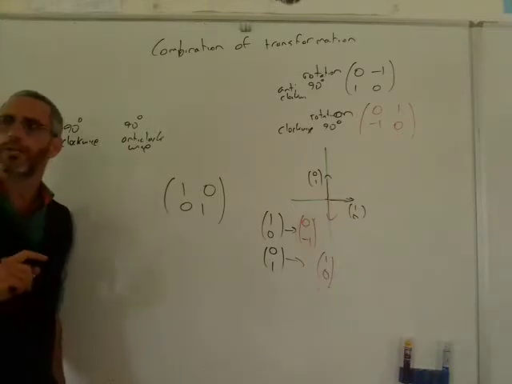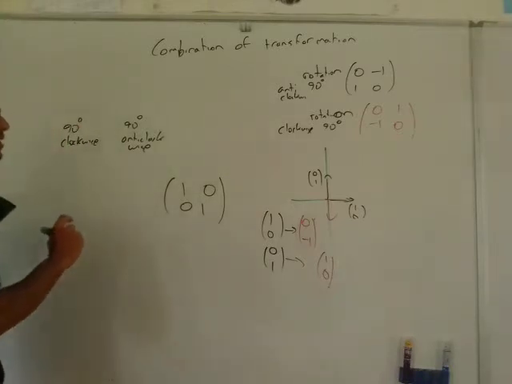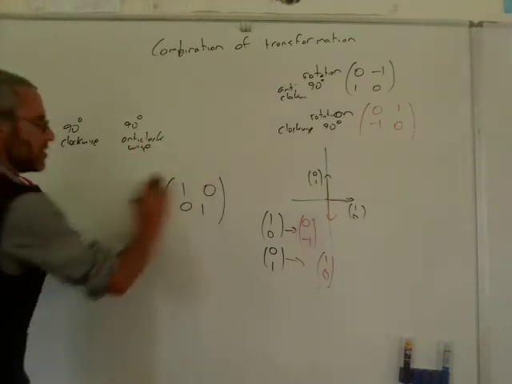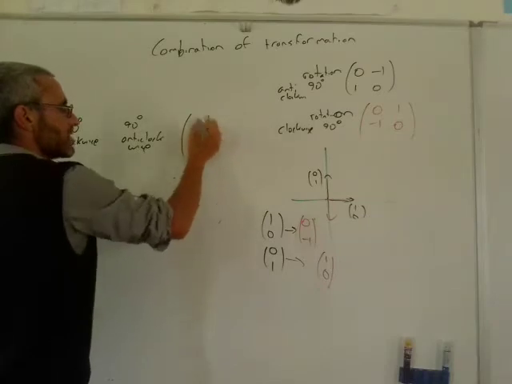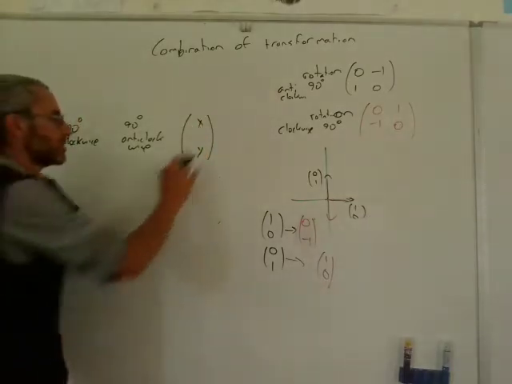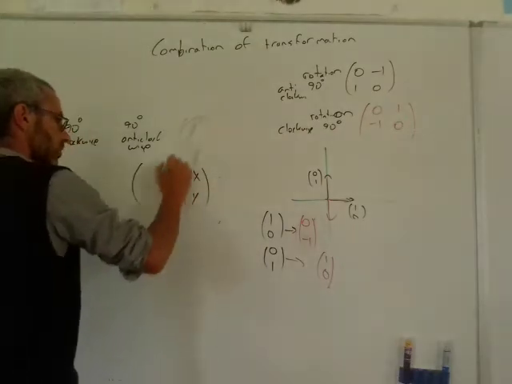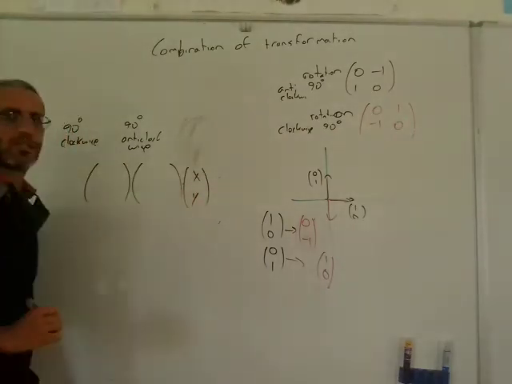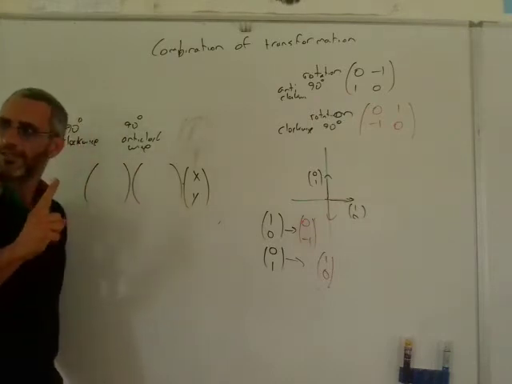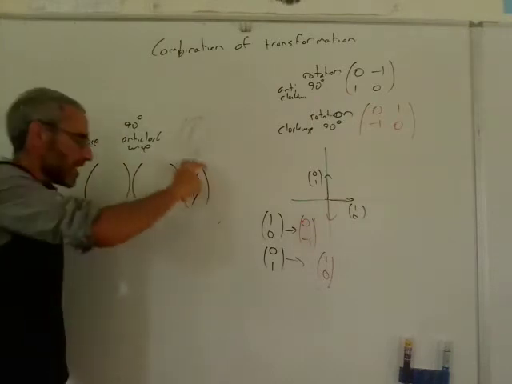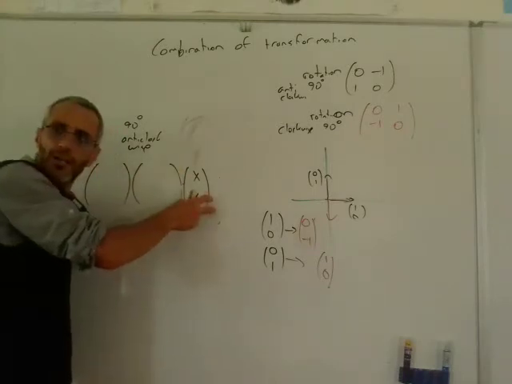Isn't X first? It depends what we want to do. So let's say we have a certain point, X and Y. That's the coordinate that we operate on. I'll write it down here. I'm going to have two matrices on it. Here, we're going to put the one that we should do first, because that's next to the point. So we're going to multiply this matrix on X and Y.